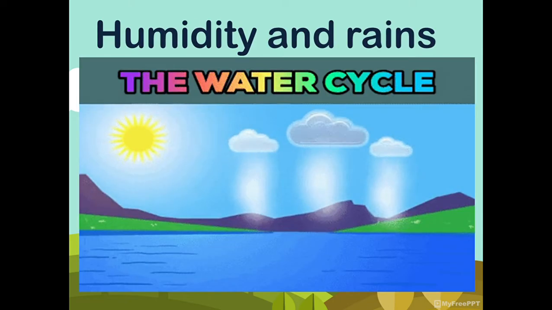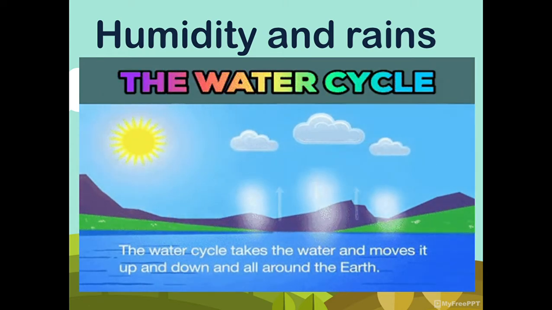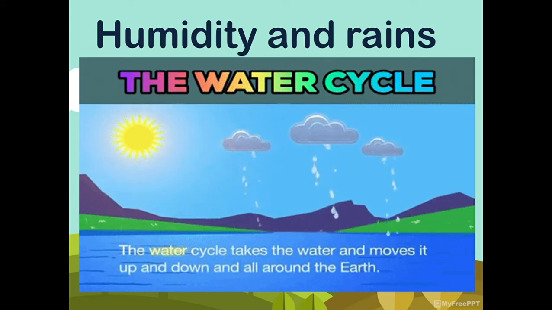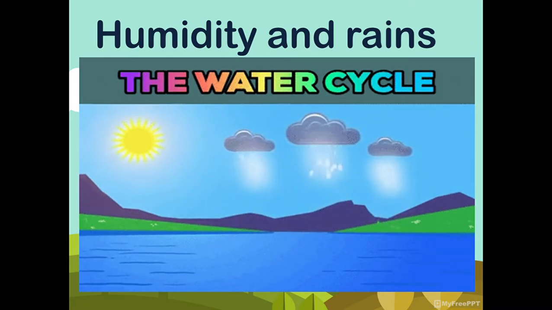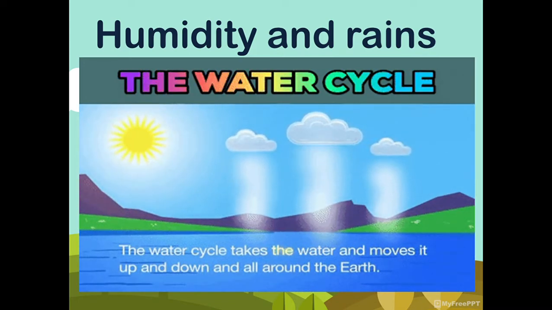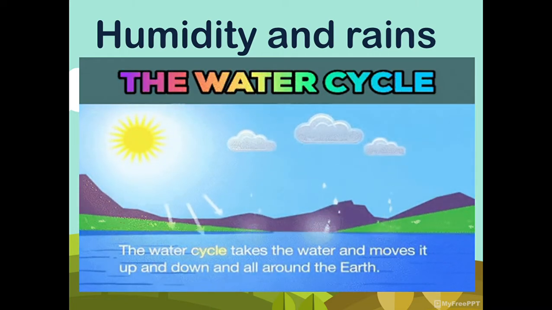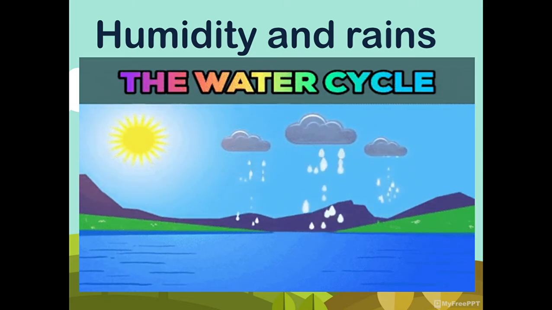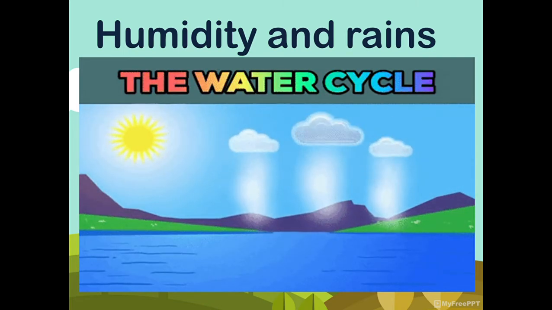Now, humidity. Humidity is the amount of water vapor in the air. It affects the climate of a place. The air over the equator is laden with water vapors. The heat of the sun causes rapid evaporation of the ocean water. This causes heavy rain in the area. So the climate near the equator is hot and wet.